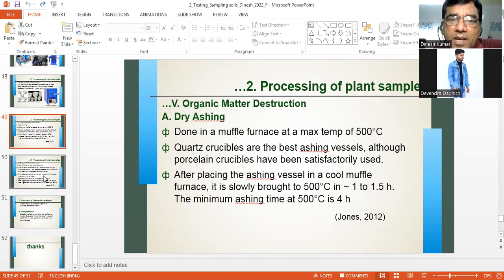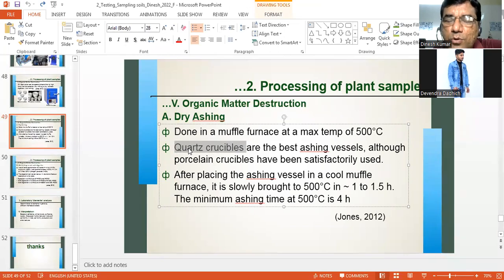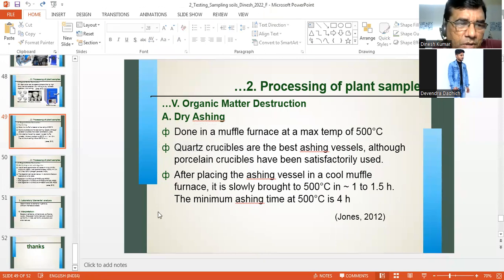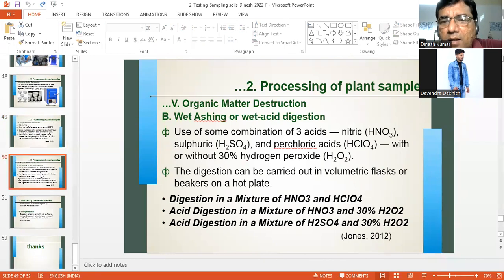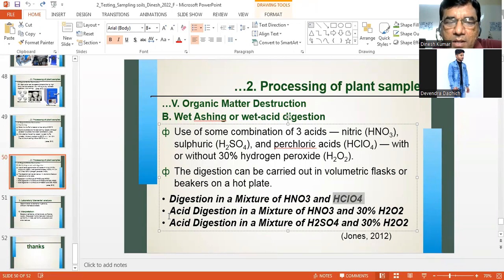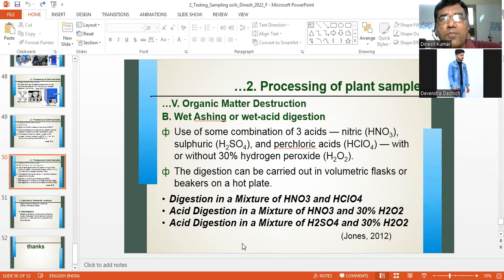For this, crucibles are used. Mostly quartz crucibles are used, made of quartz. Crucibles are small cups of 100 ml, 50 ml, or say 10 ml. Different volume sizes are there. So this is done, and then wet ashing can be done with acids, diacid mixtures, triacid mixtures. Digestion in a mixture of nitric acid and HClO4 can be done. Other acid digestion in a mixture of HNO3 and 30% H2O2. So a number of acid combinations are available.